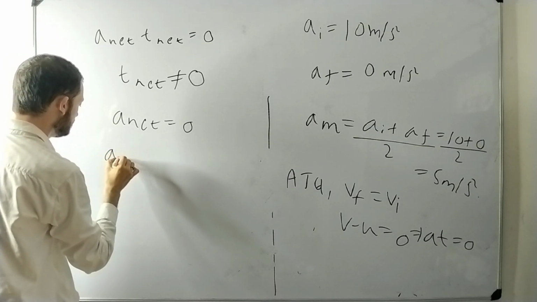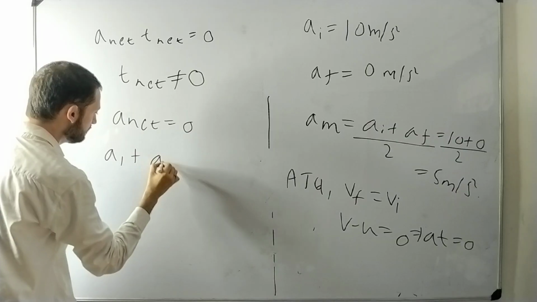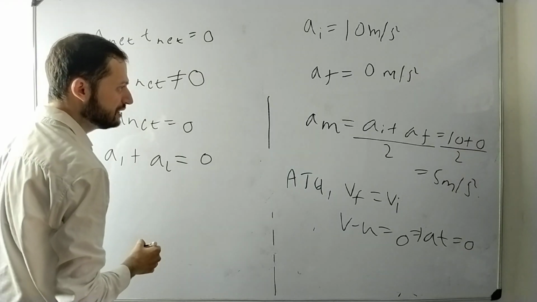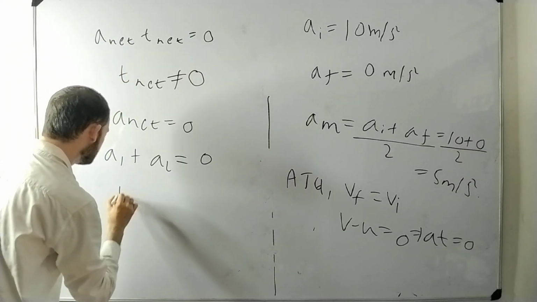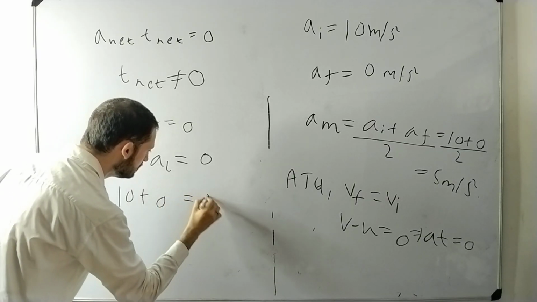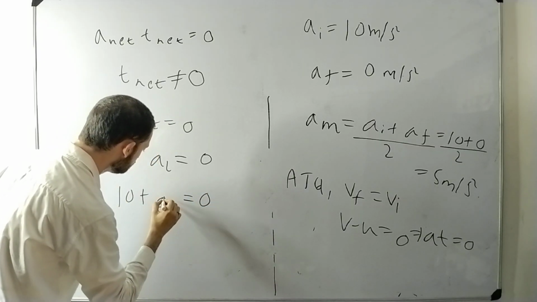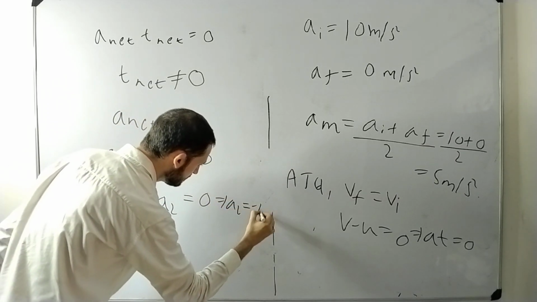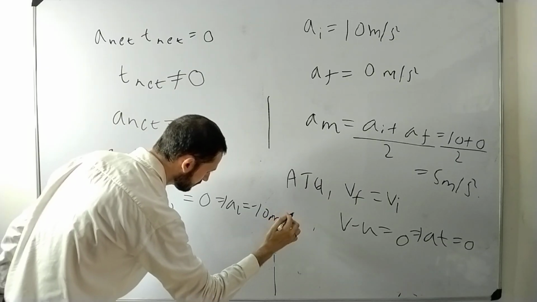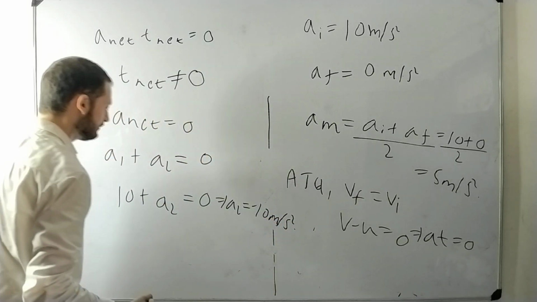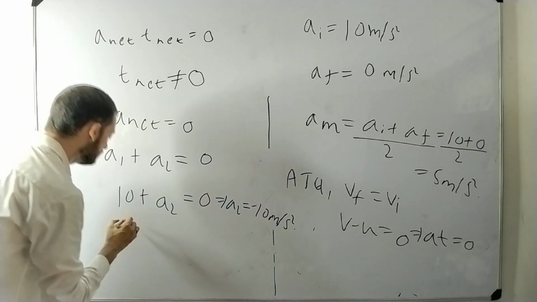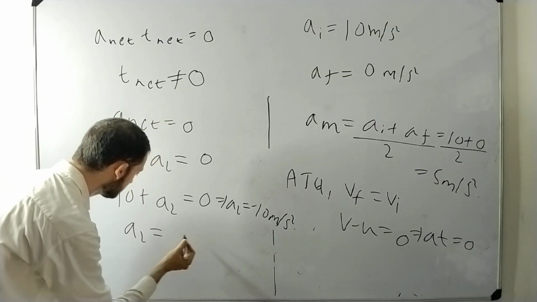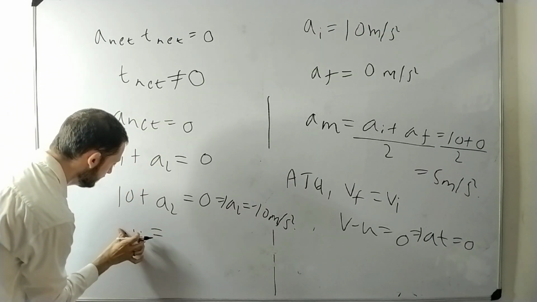So I should write A1 plus A2 is equal to 0, and here it is 10 plus A2 equal to 0, sorry, A2, and A2 becomes minus 10 meter per second square. Right, students? So this becomes A2 minus 10 meter per second square. Yes, sir, you have written already.